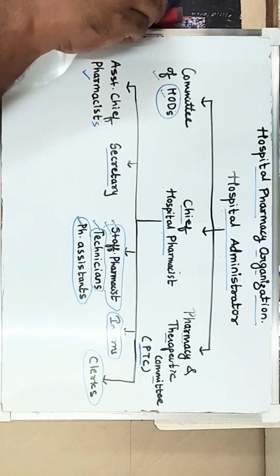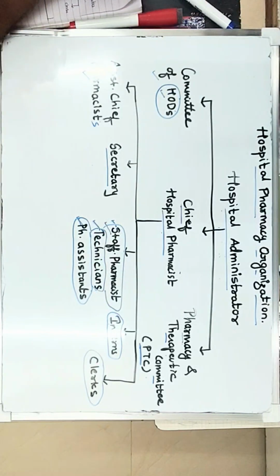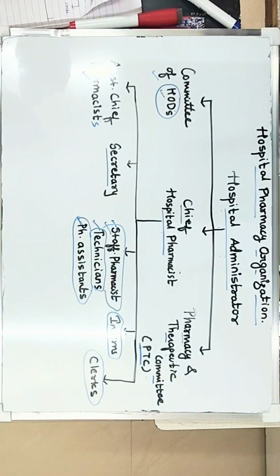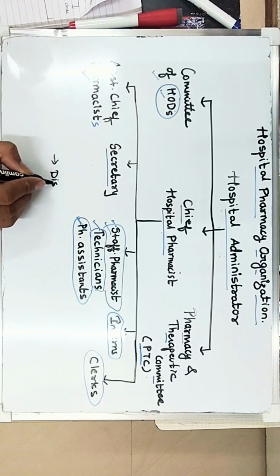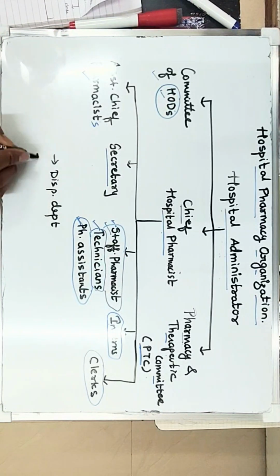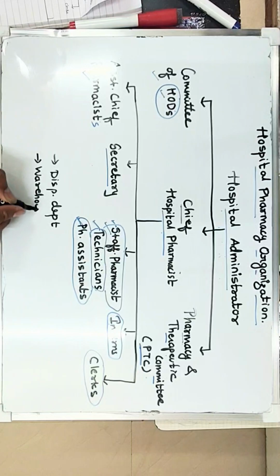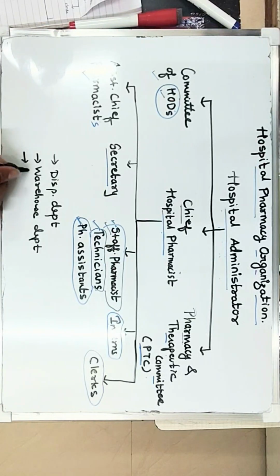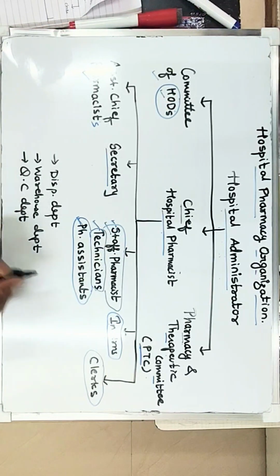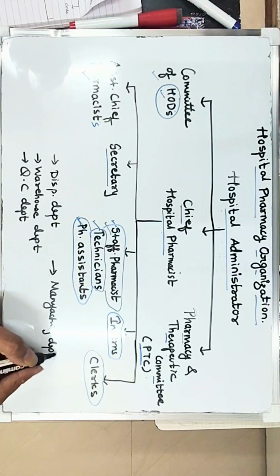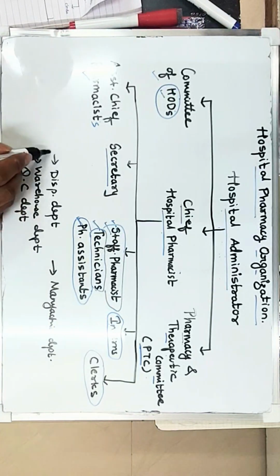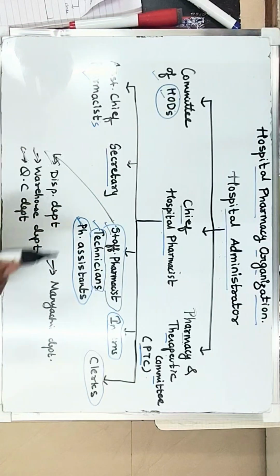Now, one thing I would like to mention over here is if the hospital is a multidisciplinary और सुपर स्पेशलिटी हॉस्पिटल जहाँ पे हॉस्पिटल में एक से ज़्यादा हॉस्पिटल फार्मेसी के ब्रांचेस हैं, तो वहाँ कुछ और डिपार्टमेंट्स भी हो सकते हैं, like dispensing department, warehouse department, quality control department and manufacturing department. So if this is the scenario, each of these departments will be having staff pharmacist.